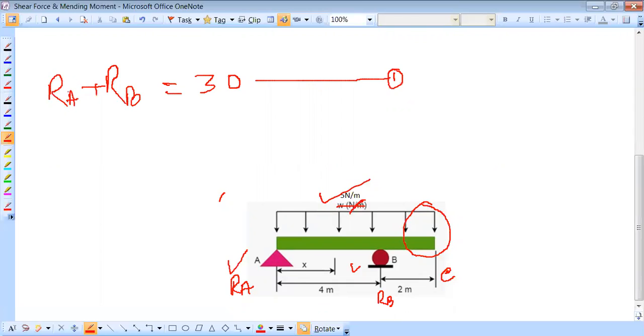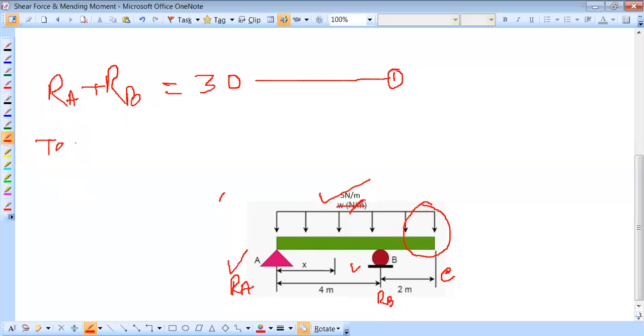Now, how can I find out the values of RA and RB? There are two unknown values, and equation 1 alone does not give RA and RB separately. So we need another equation. If we take a moment about point A, we get another equation, and then we can solve this problem and find the values of RA and RB.